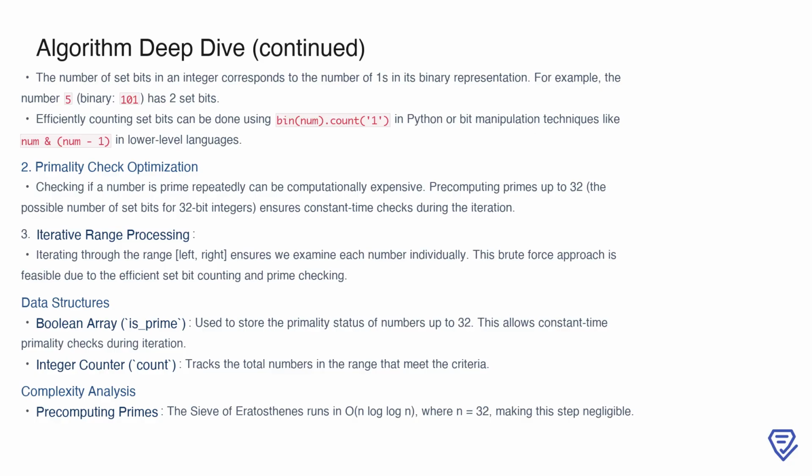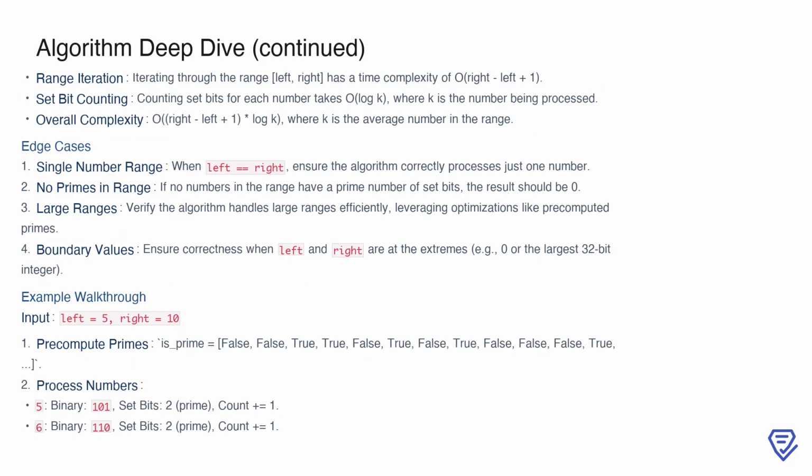Finally, the algorithm processes the range iteratively, examining each number individually. This brute force approach is practical here because the optimizations in set bit counting and prime checking reduce the computational overhead significantly. Analyzing the complexity, the algorithm can be broken into 3 main components.